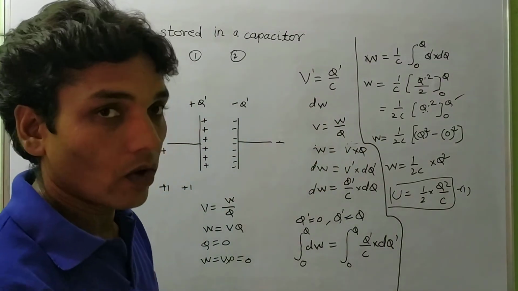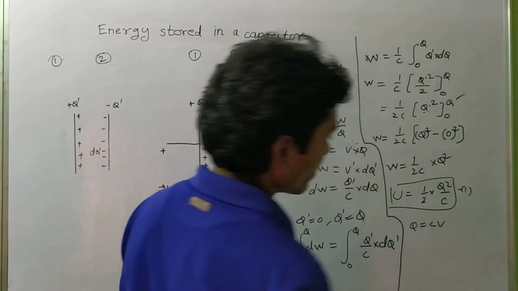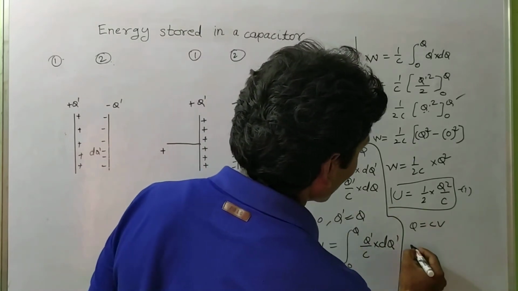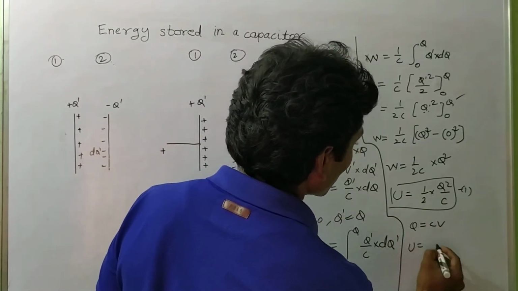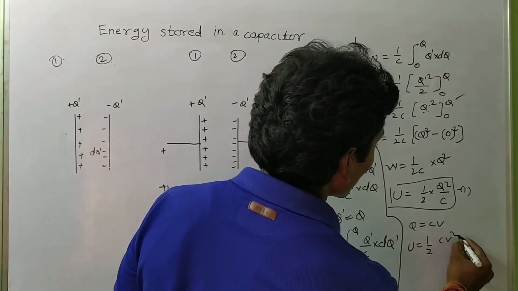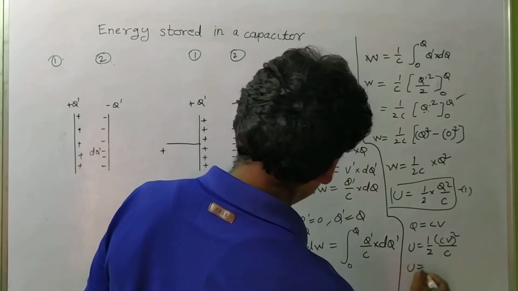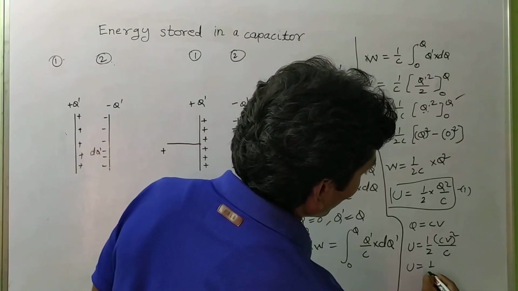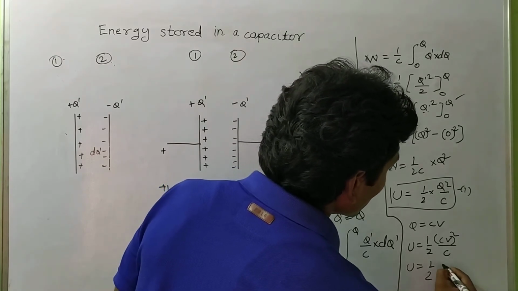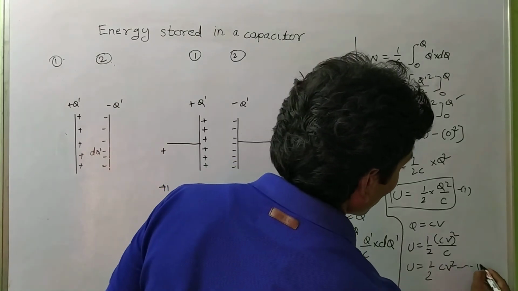Now we know that Q equals CV. That's why equation first becomes 1 upon 2 into CV square upon C, or U equals 1 upon 2 into CV square. This is equation second.